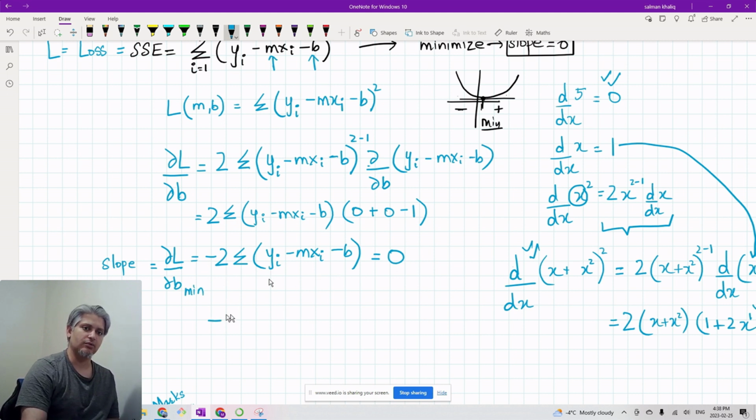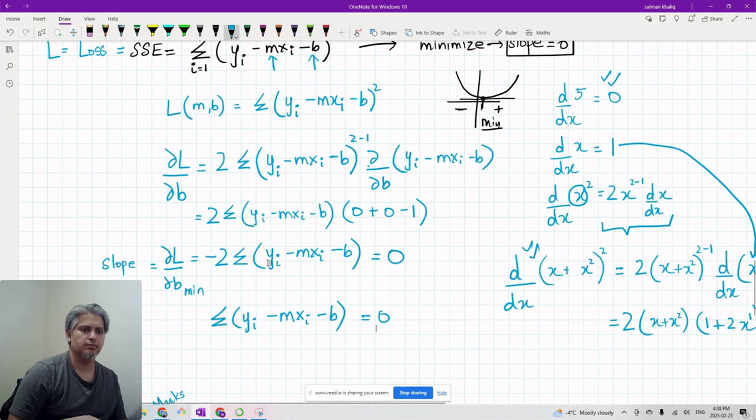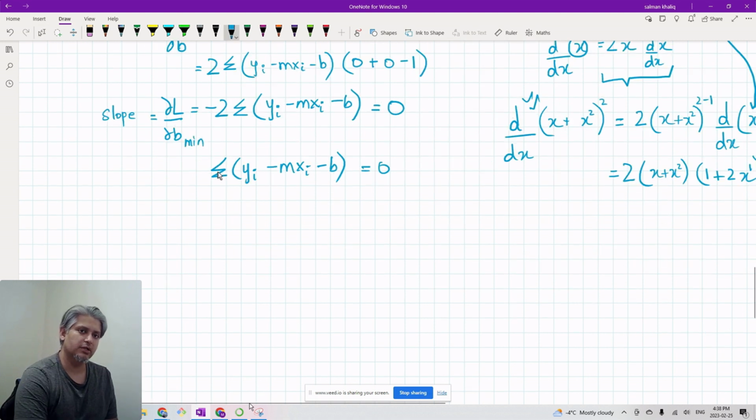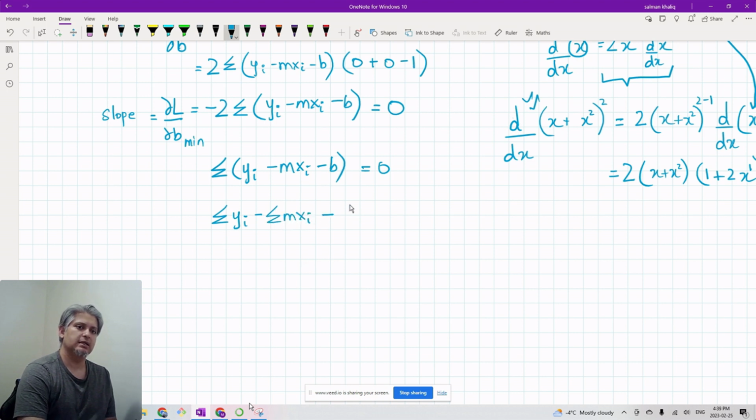So let me rewrite this equation. Negative 2: you can see this negative 2 can be divided on both sides, and this negative 2 is gone. I have this summation sign, then I have yi minus mxi minus b equals 0. So I get this equation. From here, I'm going to distribute this summation sign. So this is the sum of all the yi values minus the sum of all the mxi values minus the sum of all the b values equals 0.